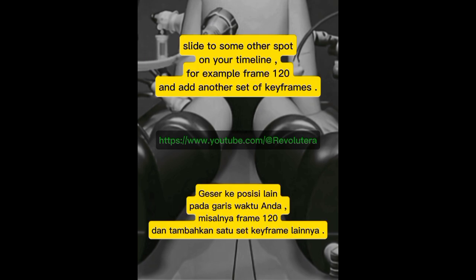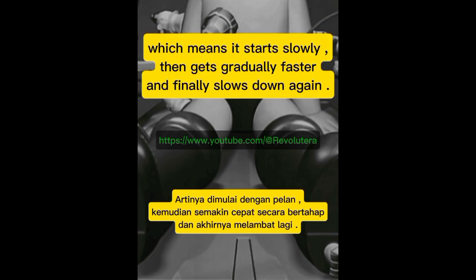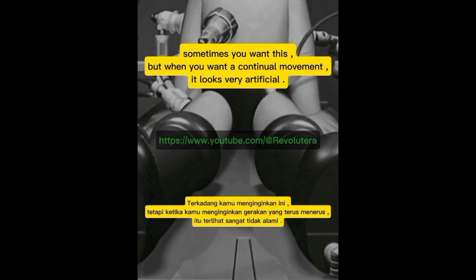Slide to some other spot on your timeline, for example frame 120, and add another set of keyframes. Only the animation has an ease out and ease in curve to it, which means it starts slowly, then gets gradually faster, and finally slows down again. Sometimes you want this, but when you want a continual movement, it looks very artificial.